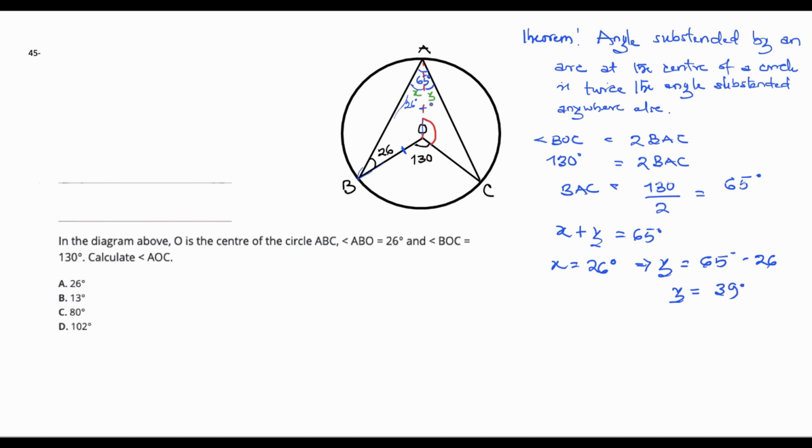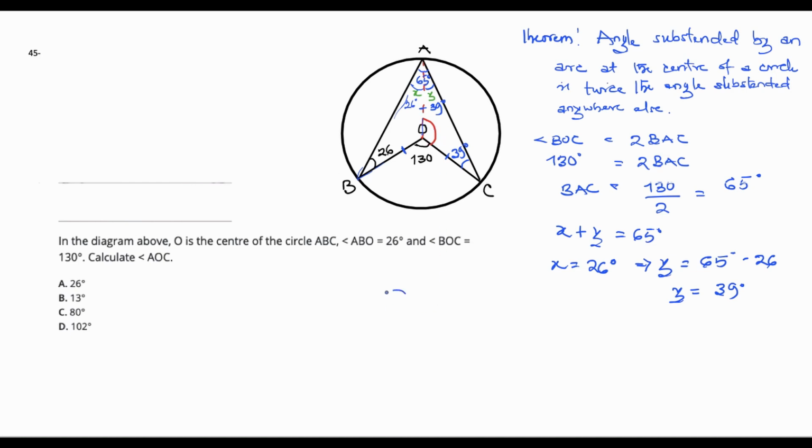So now we know that angle Y right here is 39 degrees. Don't forget this is also an isosceles triangle of its own as well, because this side is equal to this side because they are both radii. That means this angle right here, angle ACO, is also 39 degrees. Now we have all the angles in this triangle except one, which is the angle we're requested to find here.